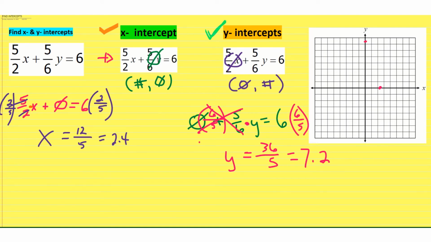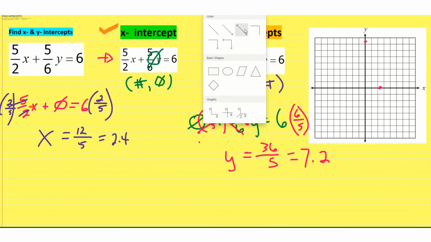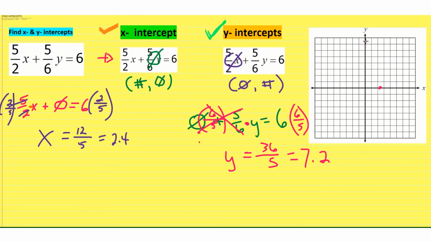So I can draw that graph. Let's see. So I can connect these two right here. And that would be the way that my line would look. Let me stretch that out a little bit here. Can I do that? Yes. There we go. Stretch it out a little bit so we can see it's going through those 2 points.